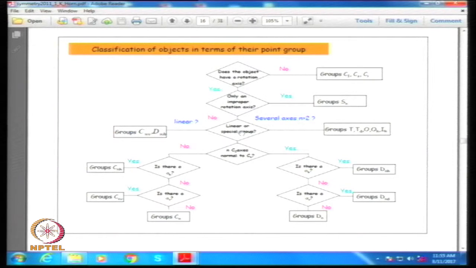So for example, if you went down this saying it has a proper rotation axis, is it linear or special? No, let's say you have ammonia, so it is not. So you come down, does it have n C2 axes normal to Cn? Well, ammonia may not work, but suppose the answer is no, then are there horizontal planes? No. Are there any vertical planes containing the axis? No. Then you would get Cn. If you don't have any other symmetry elements, you would have plain vanilla Cn. If you have other ones, then you will get shunted into CnH, CnV and so on.